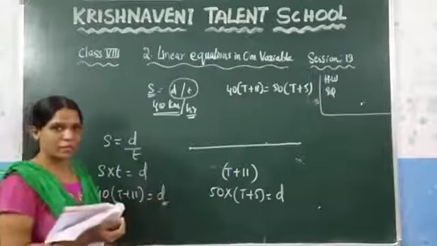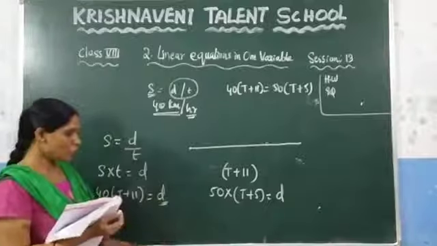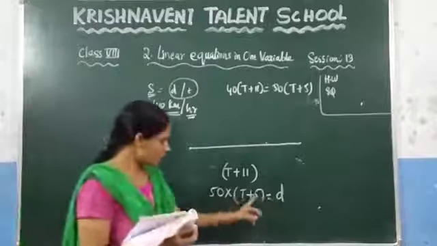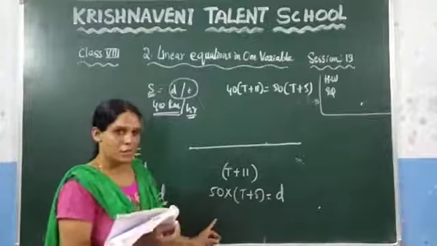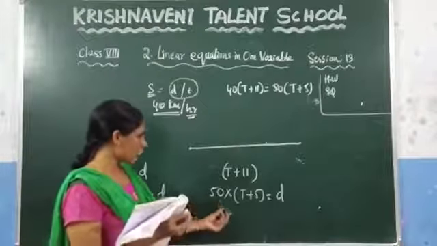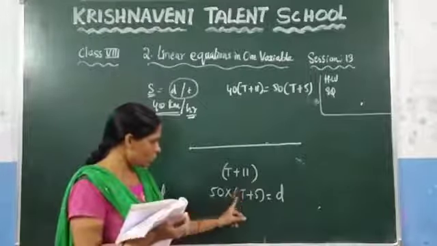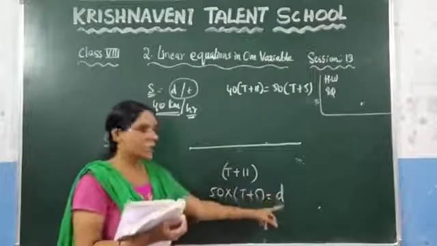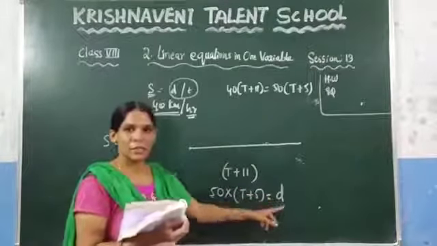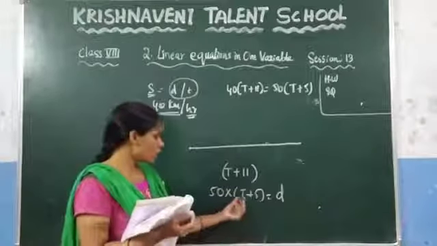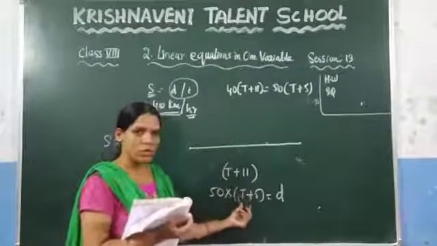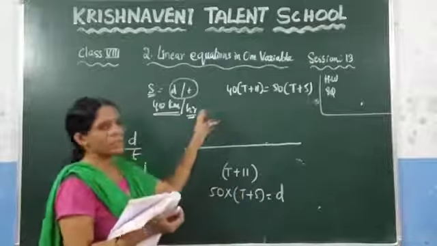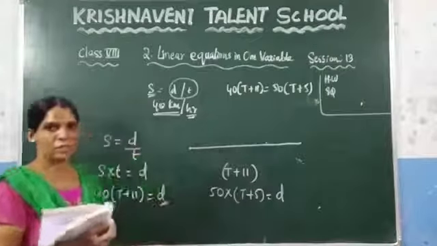But in the question they ask for the distance. If you want to find the distance, you know all the terms here, all are numerical, 50 is there, 5 is there, but you don't know the value of t. If you calculate the value of t, you can come to know the distance traveled by the train. So now you need to find the value of t. For that reason, we have equated these two values since the distance is the same.